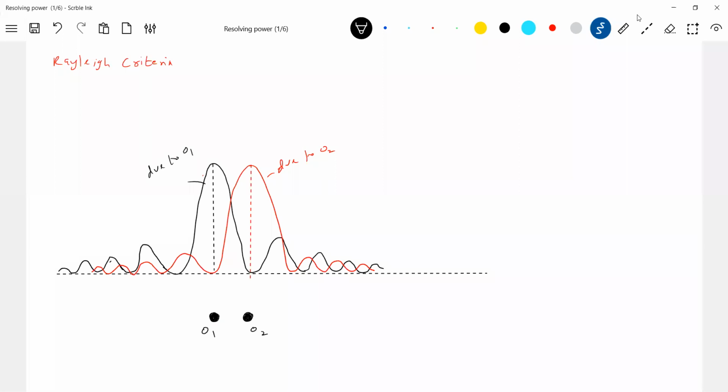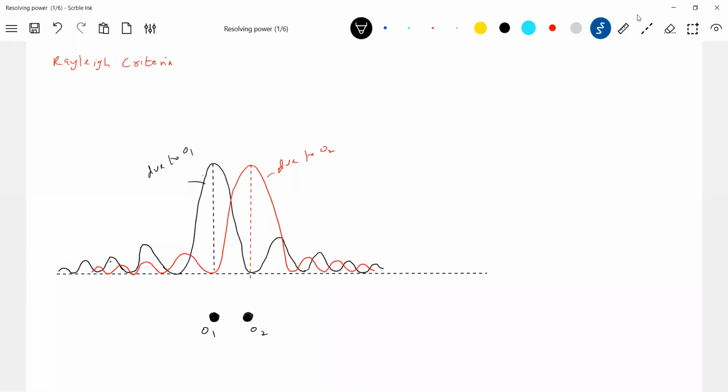So according to the Rayleigh criterion, what it says is, when the maxima of one diffraction pattern lies at the minimum of the other diffraction pattern, that's a minimum it is telling. Then what happens? We are able to resolve those two objects.